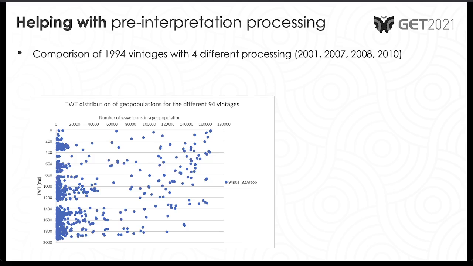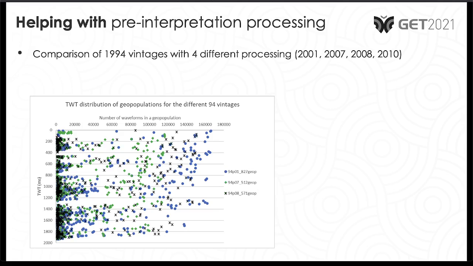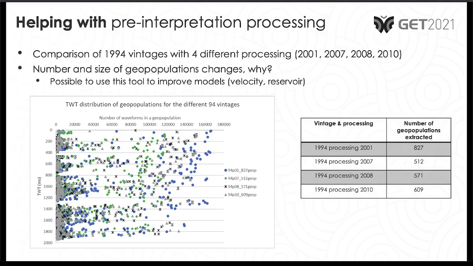And with the next reprocessing of '07, you see a shift to the left, with fewer populations extracted and also smaller. Then with the 2008 processing, you have a few more geopopulations, and the same for 2010. So you see that this tool can be used as a QC to compare the processing.